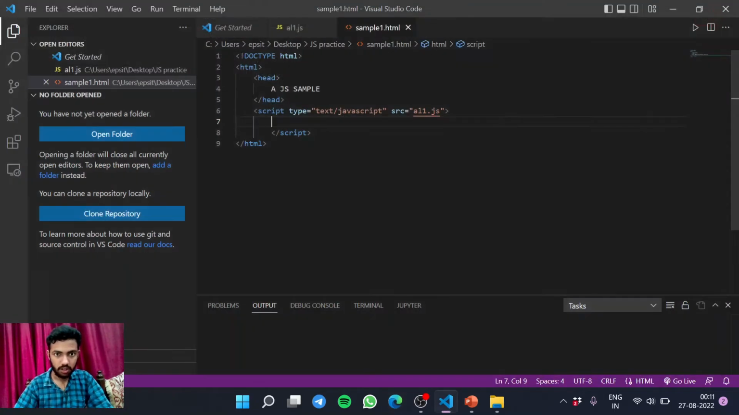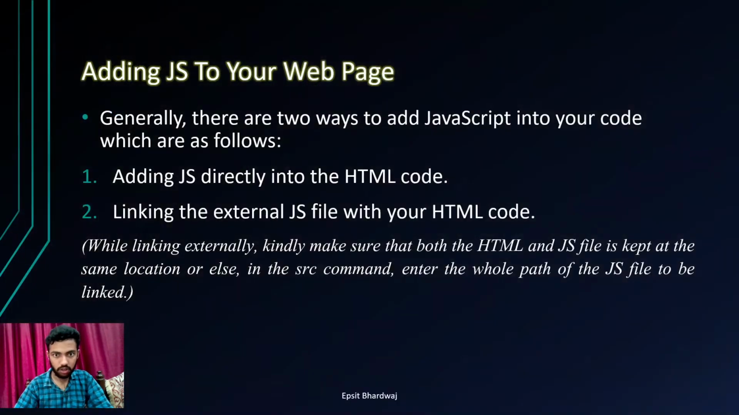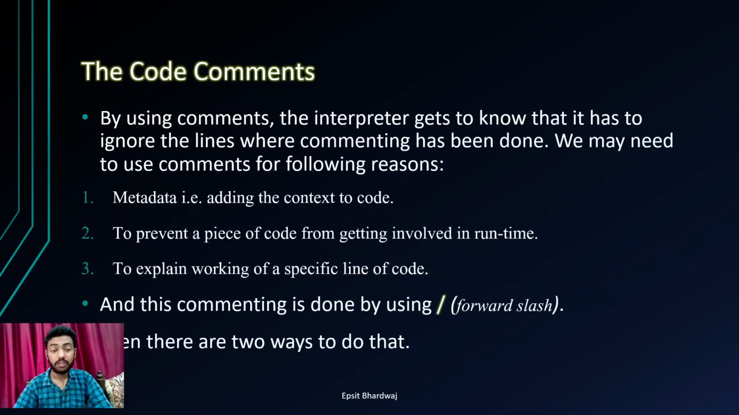Now let's get back to what we were learning. Let's move further: code comments. Commenting is really important as well. Let's understand what it is. By using comments, the interpreter gets to know it has to ignore the lines where commenting has been done.